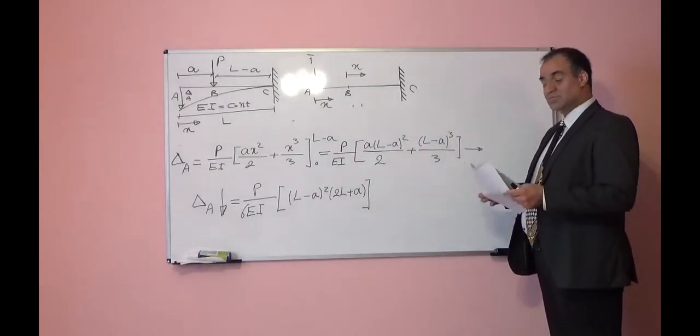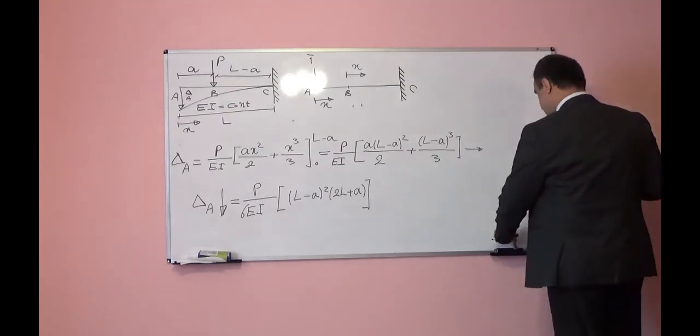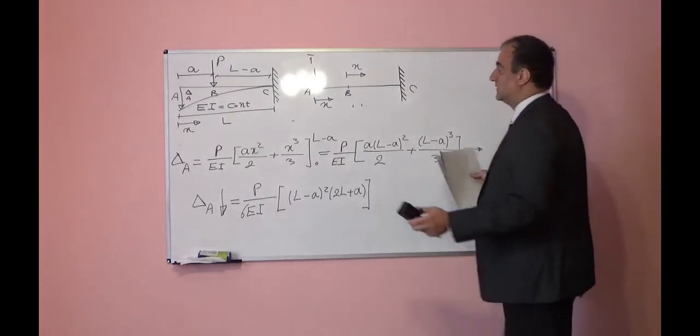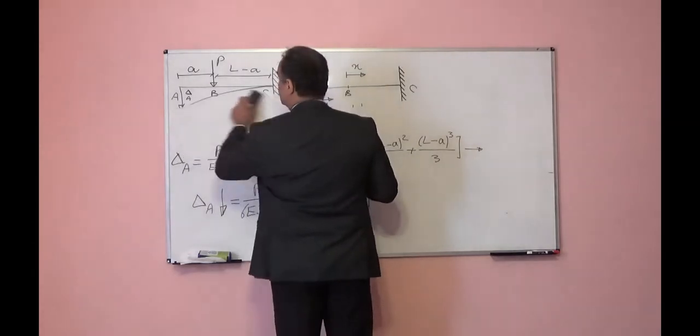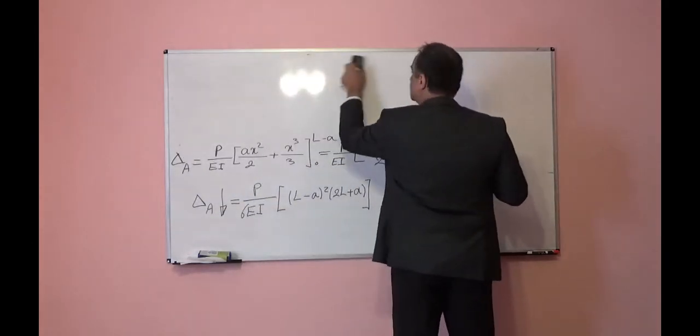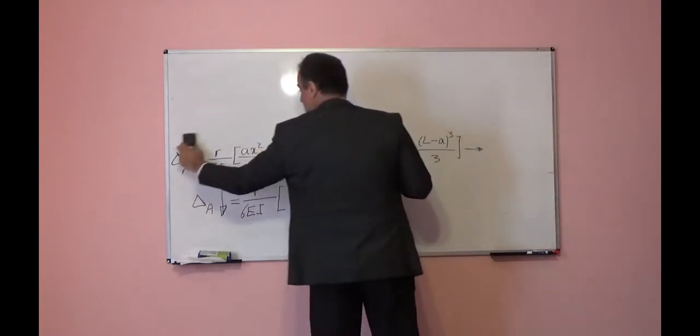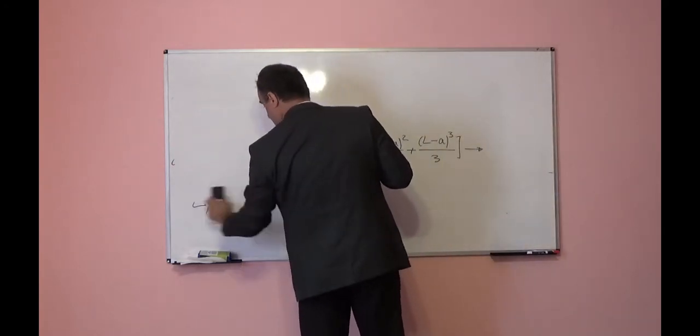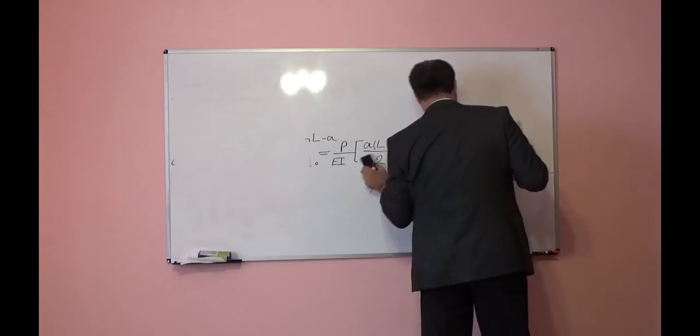So let's look at the second example. Second example is simply supported beam subjected to uniform distributed load, but this time we want to find a slope in one support.